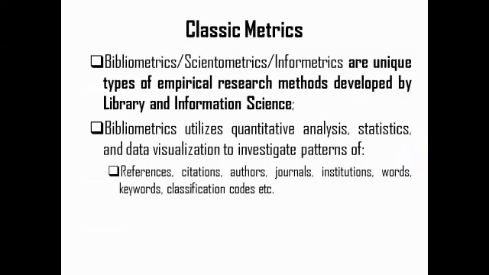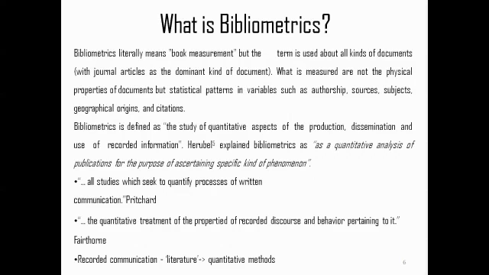And these are the classic metrics. What are all classic metrics, as you are aware? Bibliometrics, scientometrics, informetrics are a unique type of empirical research method, first of all, developed by library information science. And bibliometrics basically utilizes quantitative analysis, statistics, and data visualization to investigate patterns. What are the different examples for which we can apply bibliometric analysis: references, citations, authors, journals, institutions, words, keywords, classification codes, etc., which are purely related to library information science.